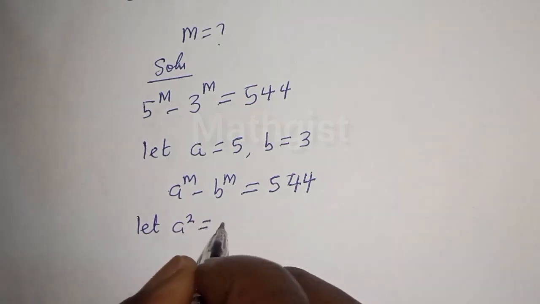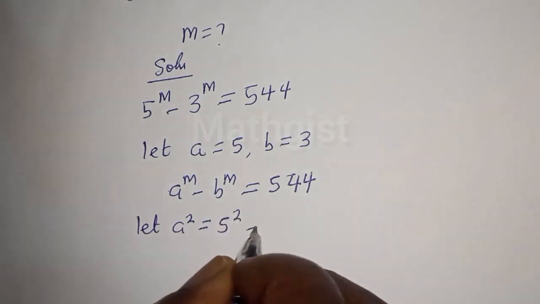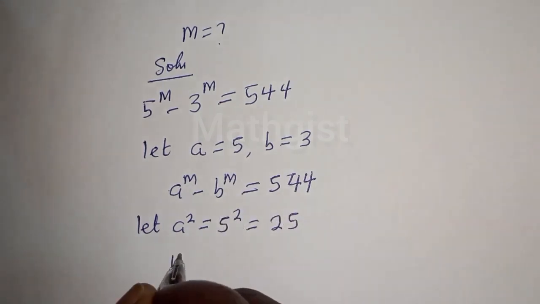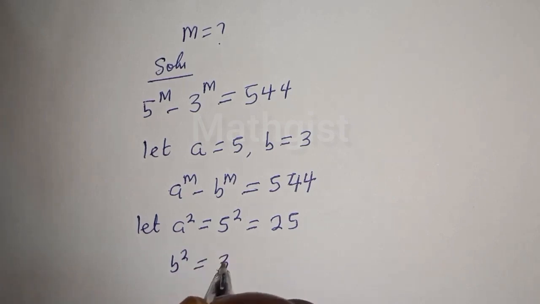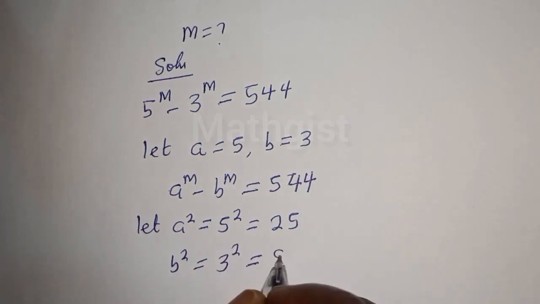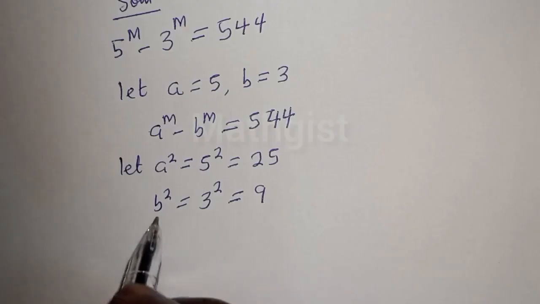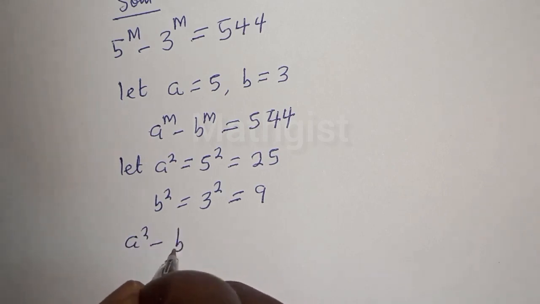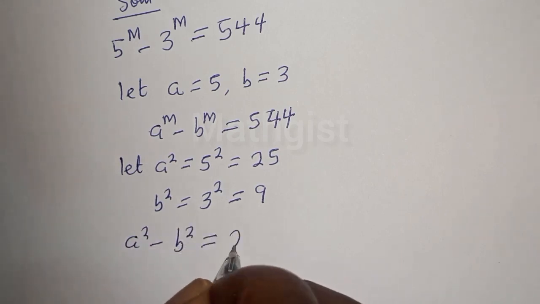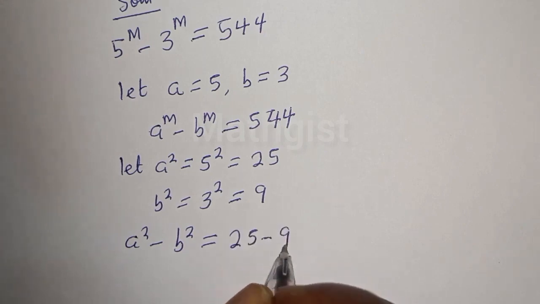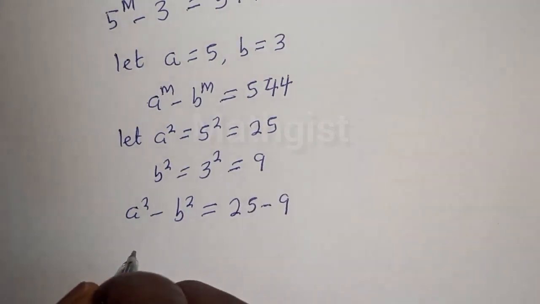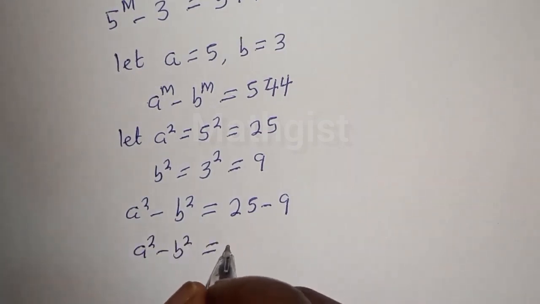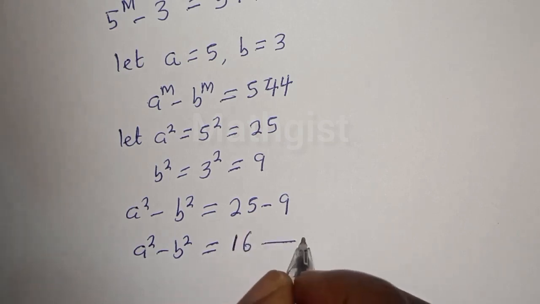a square is equal to 5 square. This is equal to 25. And b square is equal to 3 square, which is equal to 9. Therefore, a square minus b square is equal to 25 minus 9. A square minus b square will be equal to 16. Let's call this equation star.